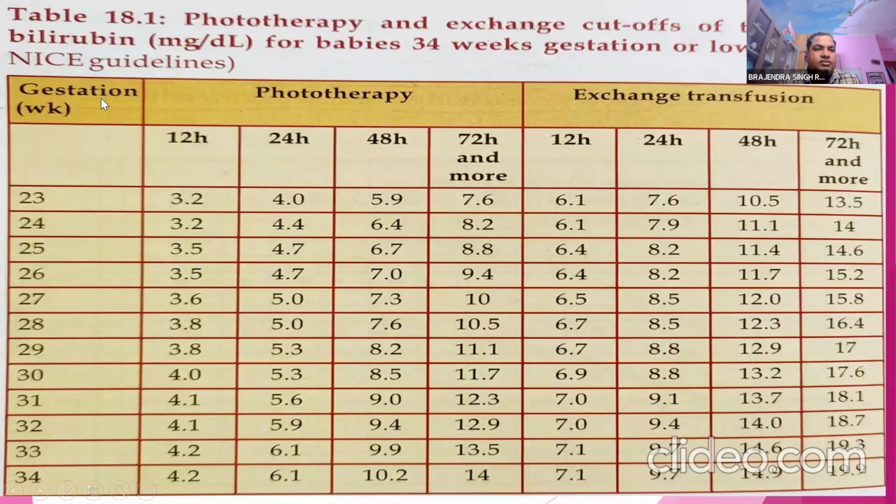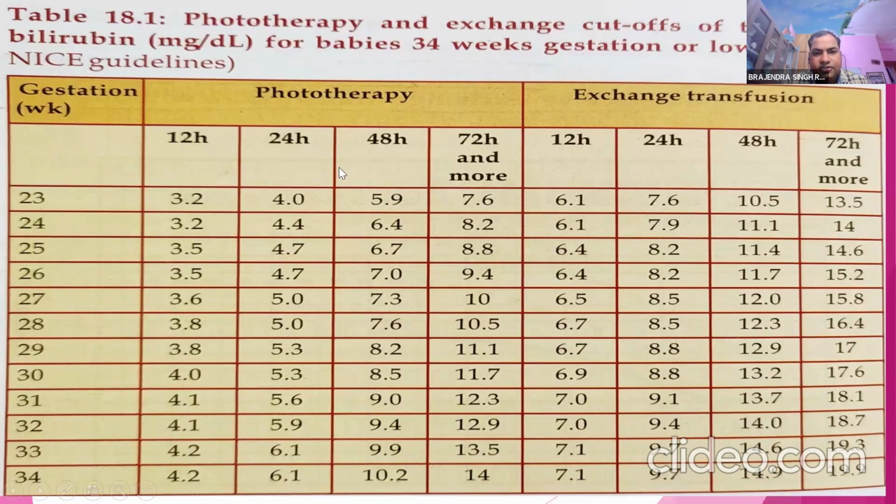So this table shows a 23 week baby, if coming within 12 hours, then the cutoff is 3.24 for phototherapy. Coming at 24 hours, then 4 cutoff. 48 hours, 4.9 cutoff. If more than 72 hours, then 7.6 cutoff. And the same for exchange transfusion, 6.1 at 12 hours, 7.6 at 24 hours, 10.5 at 48 hours, and 13.5 at 72 hours.